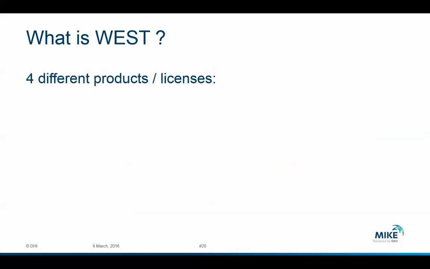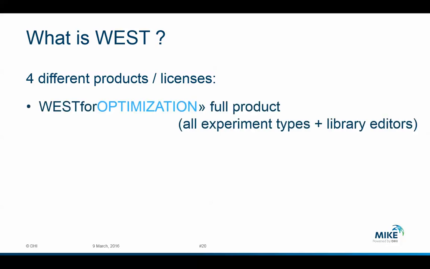And then I mentioned four types of licenses for products available for WEST. The full license is called WEST for Optimization and allows for setting up and executing dynamic simulations, as well as what we call advanced experiments: sensitivity analysis, local and global, parameter estimation, scenario analysis, and uncertainty analysis. It also comes with the editors, block editor and model editor, that I've just mentioned, to edit the model library.